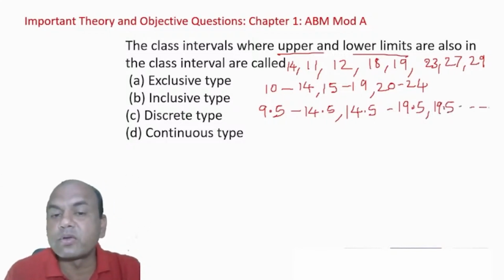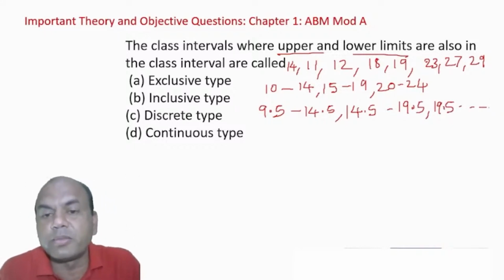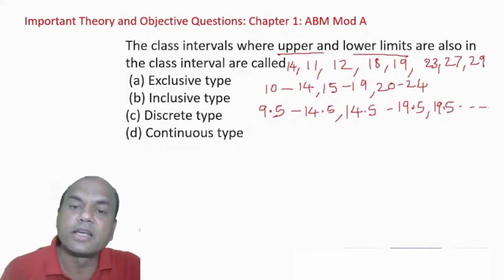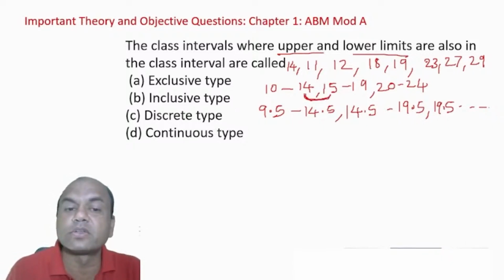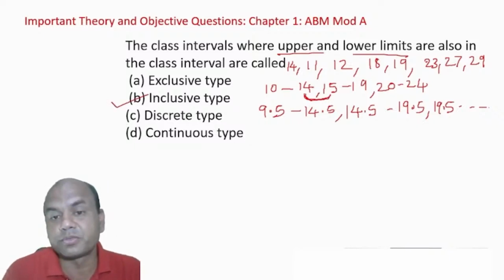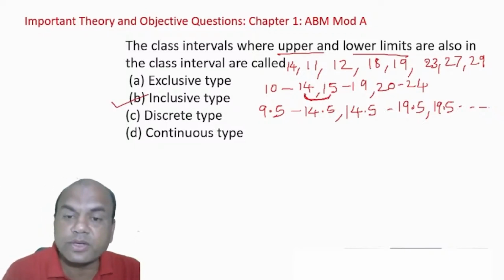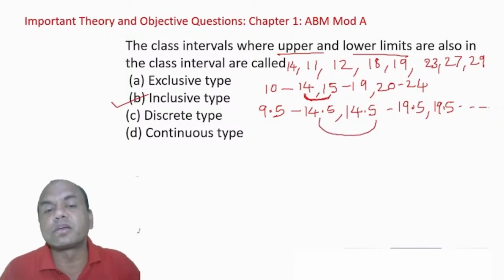So what are you seeing over here? In inclusive type, the lower limit of the next class and the upper limit of the first class are different. 14 and 15, they are different. So this is known as inclusive type. And in exclusive type, both are the same. Look at this. Both are the same over here.